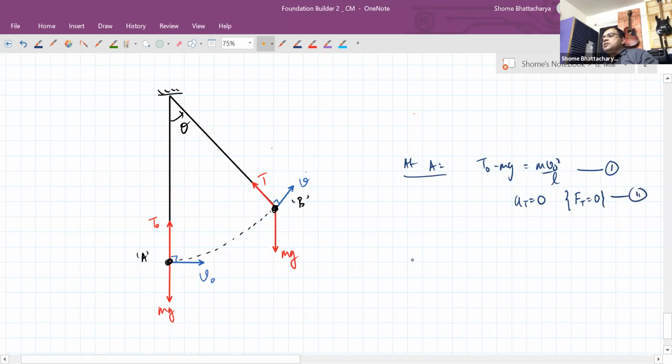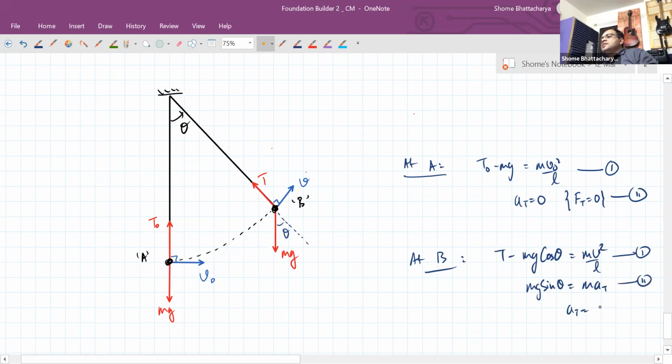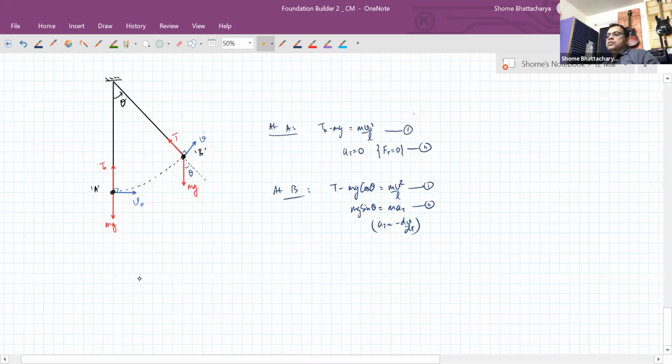Whereas at the point B, we had T minus mg cos theta, because if we just extend this line, you can see this angle is theta also. So that is the centripetal force. So it is equal to mv square by L. Okay, so that's the centripetal one, and mg sin theta is equal to tangential acceleration, and this tangential acceleration is actually minus dv by dt. Okay, and then the other thing we saw is we can also apply work energy. Okay, so secondly, conservation of mechanical energy.